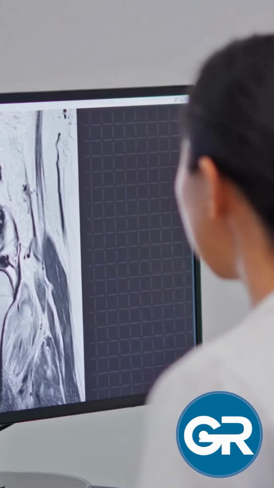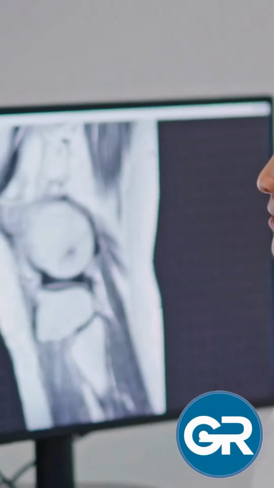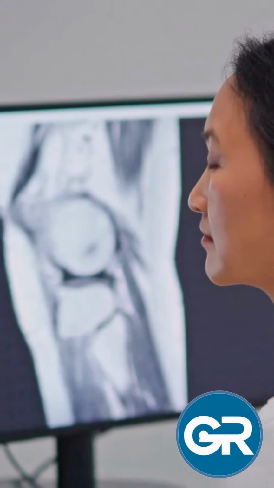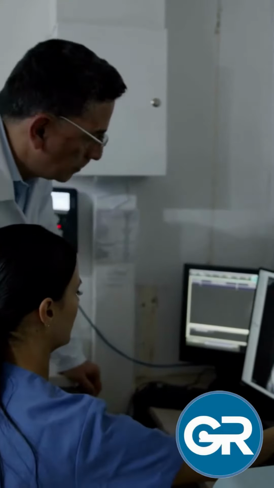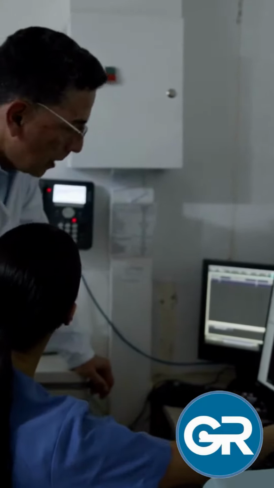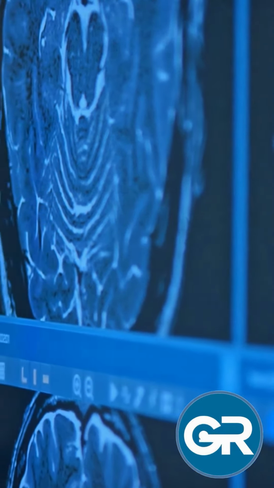Now let's talk about other common cases we encounter. From pulmonary nodules to joint abnormalities, each image tells a unique story about a patient's health. Remember, accurate interpretation of radiology images requires years of training and experience. It's our mission here at Guaynabo Radiology to provide the highest level of care for our patients.